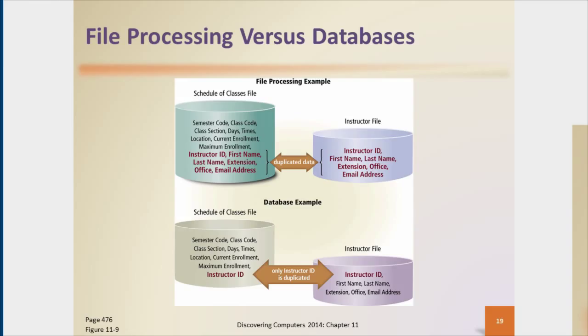And in a file system, this is kind of how that would look. You've got all that information located there in your schedule of classes. At the same time, the instructor file has that same information. So we end up with a case of duplicate information.